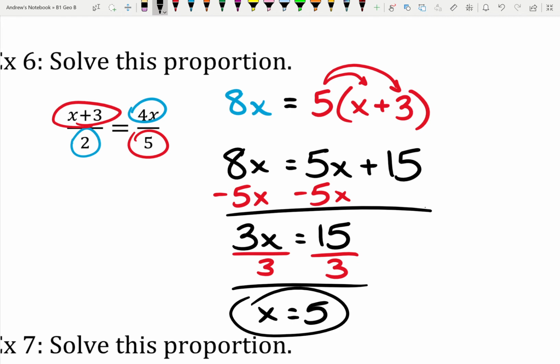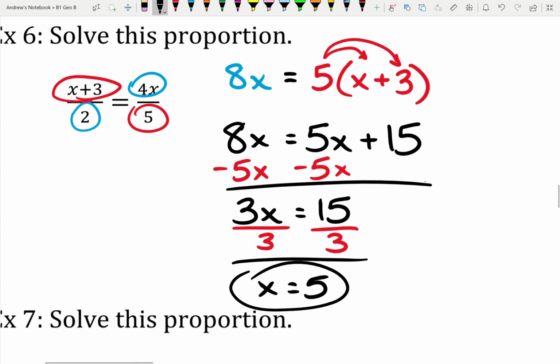So some of these do have a couple extra steps to them. Hopefully they don't seem super bad though. Just set them up equal, and solve it out like you would normally.